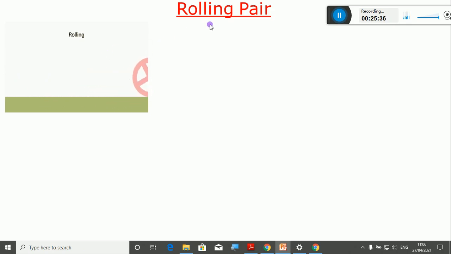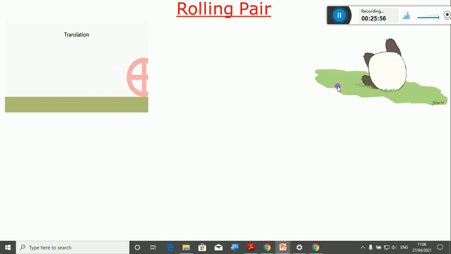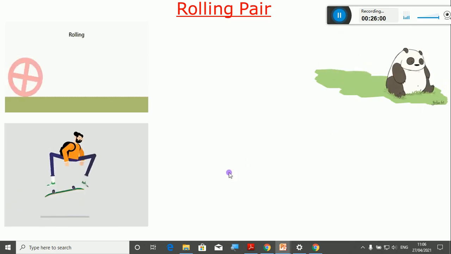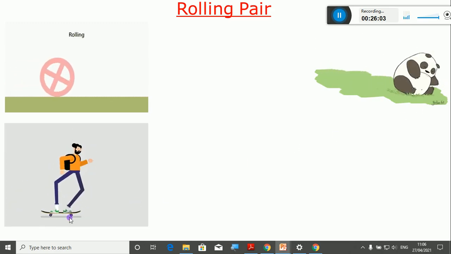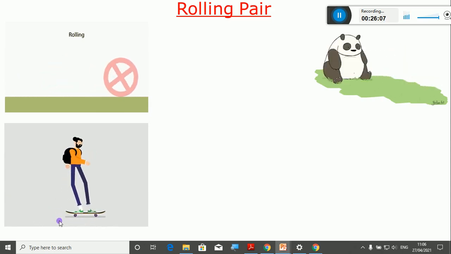So how can you call it rolling? Rolling is nothing but a combination of rotary motion about the fixed axis, about the shaft, as well as a translatory motion. And one more example is this. It is rolling. It is rotating also, and it is also moving in a forward direction. In this case, the skating wheels, with respect to the earth surface, it is rolling also, moving in a forward direction also.